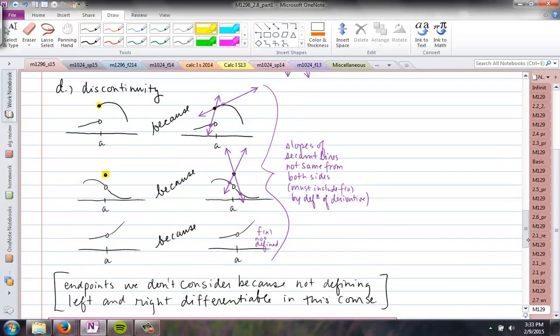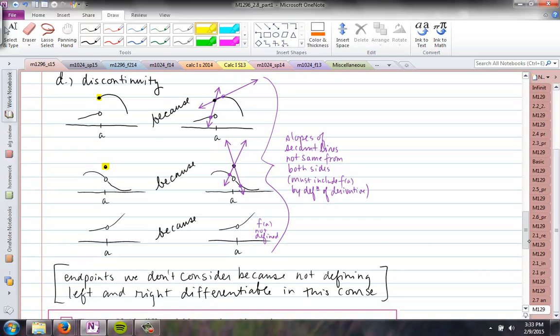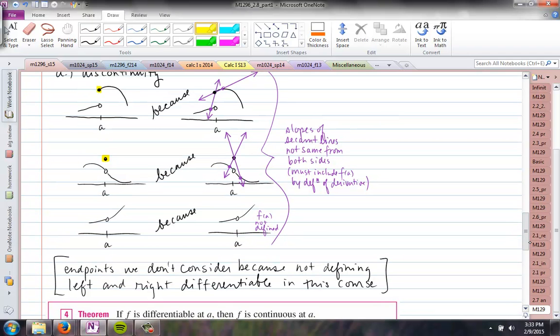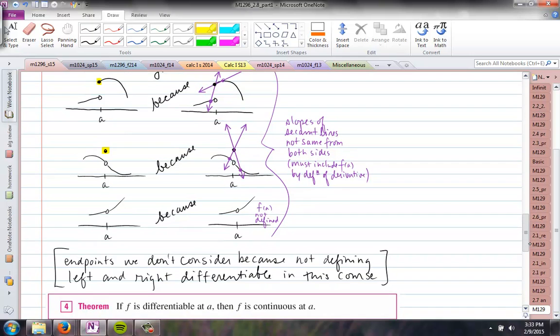Finally, endpoints is something we could talk about, but in this book we don't define left and right differentiable like we did for left and right continuity. So we could talk about that, but we don't in this book. So that's why we're not going to talk about endpoints.